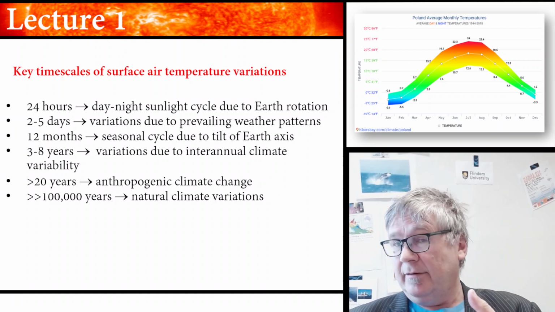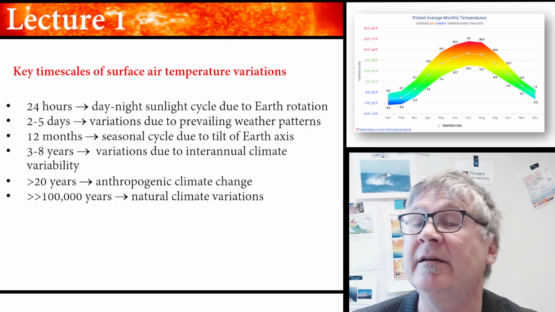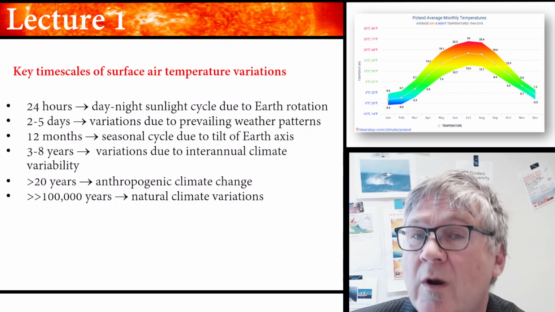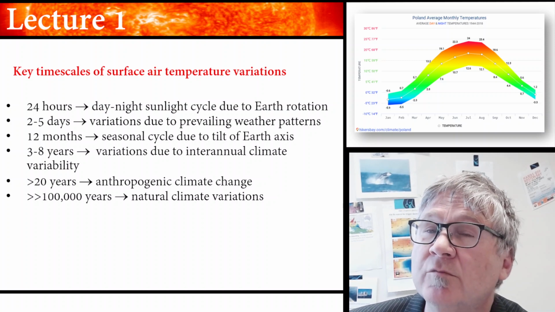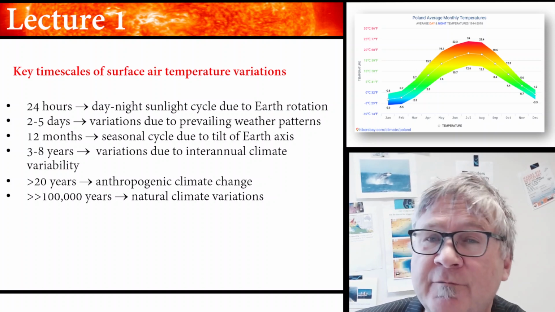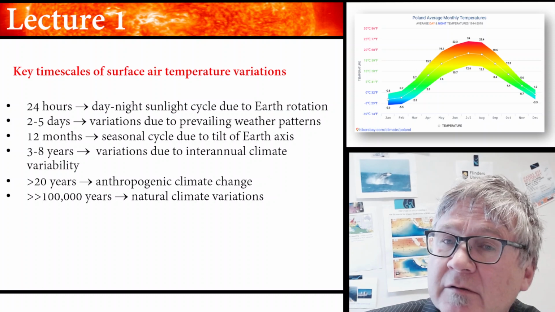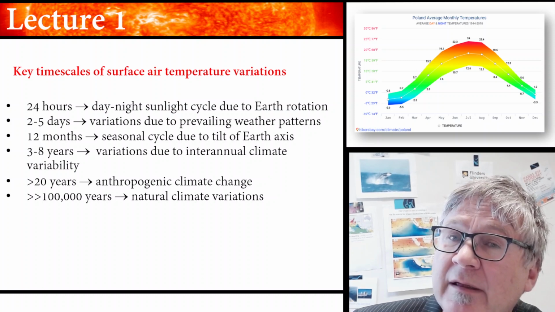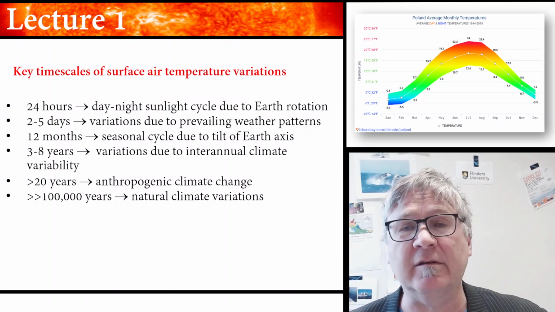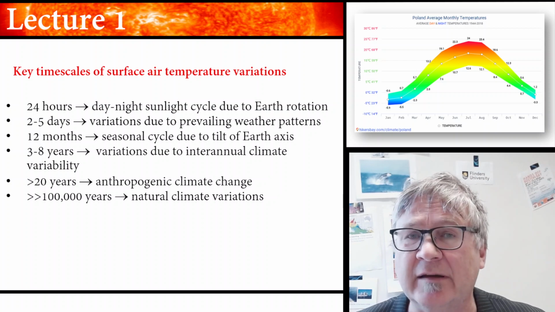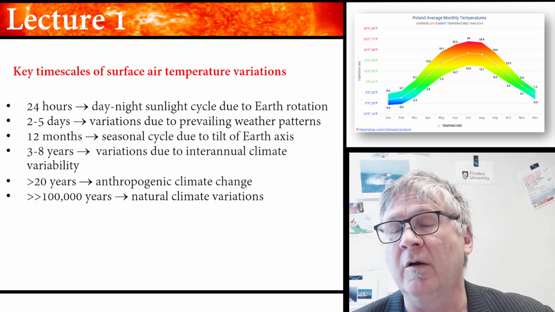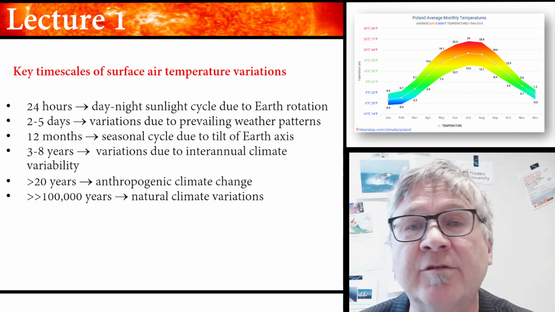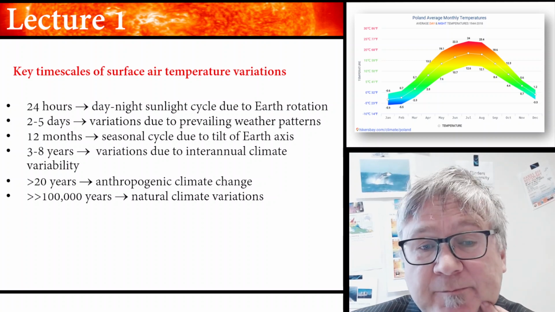The next time scale is that associated with weather patterns, with storms. 2 to 5 days. I said it before, that's a typical time scale. It doesn't tell you how often the event occurs in an area. I'm just talking about if there's a storm, it will be over on time scales between 2 to 5 days.